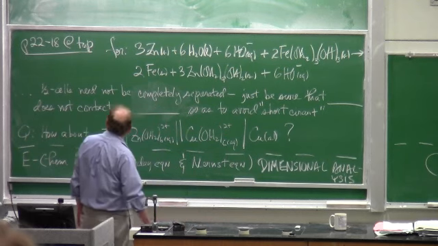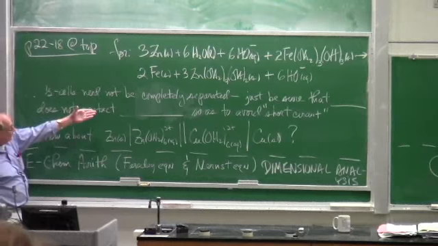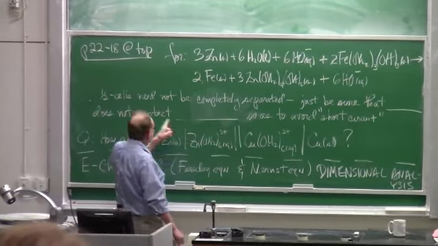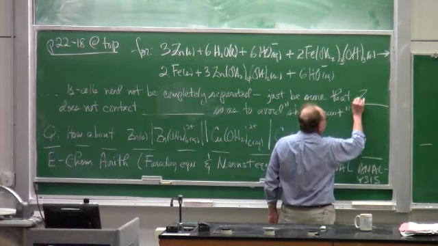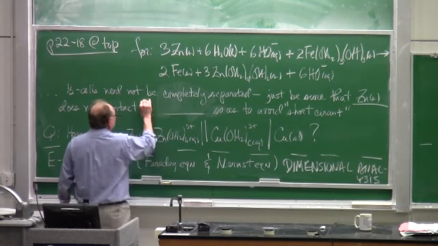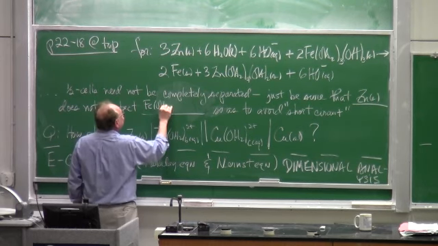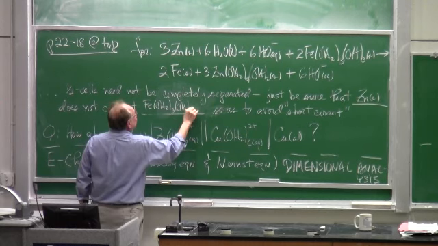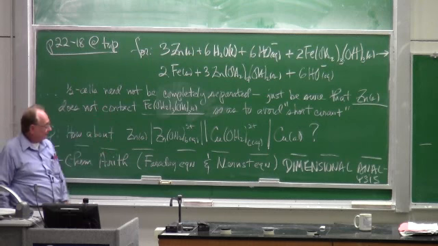However, so I wrote here, half cells need not be completely separated. Just be sure what does not contact what. I told you in this conversation: zinc, the reducer, the stuff that gets oxidized, is not in contact with this stuff, the oxidizer, the stuff that gets reduced. As long as that condition is maintained, you won't have a short circuit.